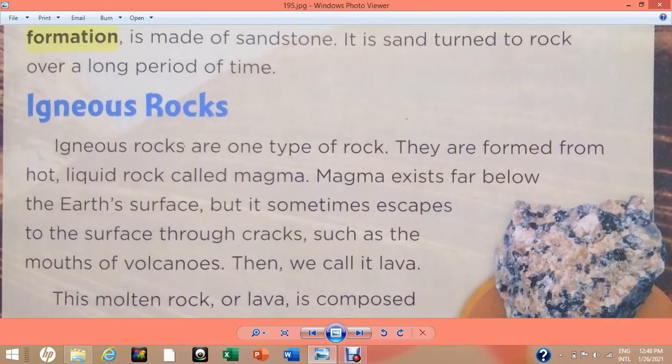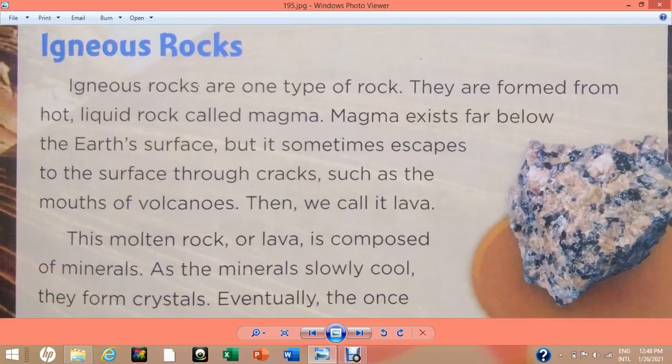Next headline is Igneous Rocks. Igneous rocks are one type of rock. They are formed from hot liquid rock called magma. Magma exists far below the Earth's surface, but it sometimes escapes to the surface through cracks, such as the mouths of volcanoes. Then we call it lava.